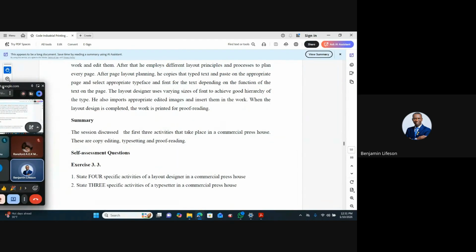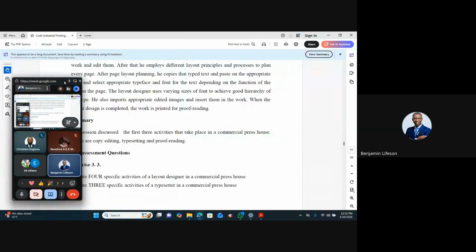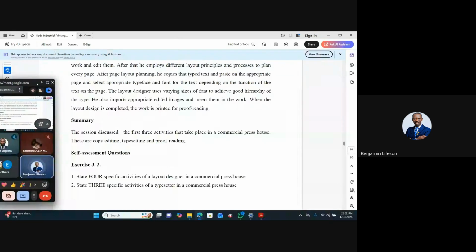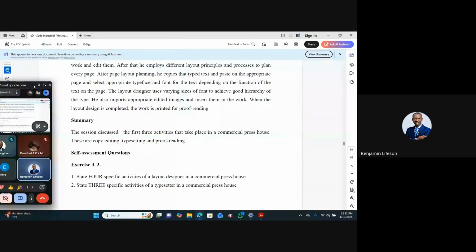So you were saying, and it seems Ransford was able to give you more practical understanding of all the activities that we have spoken so far. All right. That's the copy editing, the typesetting. So we will now be going to the layout designing.